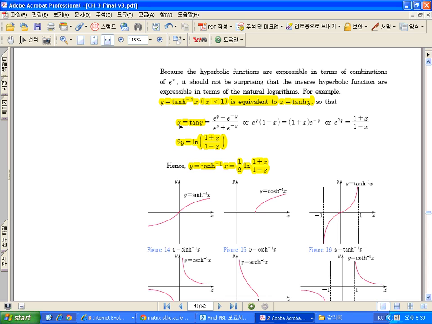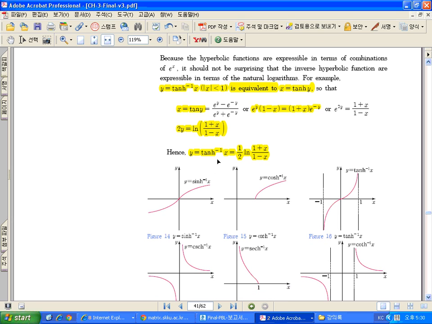Here the word hyperbolic is missing, please fix that. So here x is equal to hyperbolic tangent y, which is this. Then this can be written in this way. From here, we can write y equal to 1/2 of ln of (1 plus x) over (1 minus x).